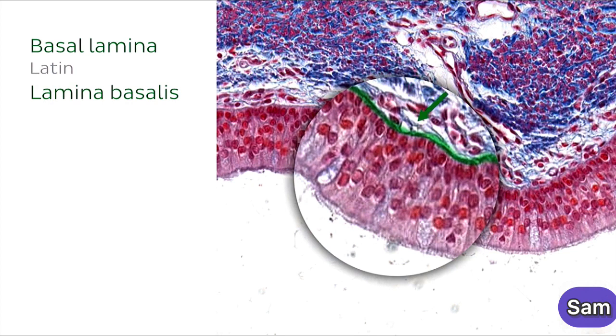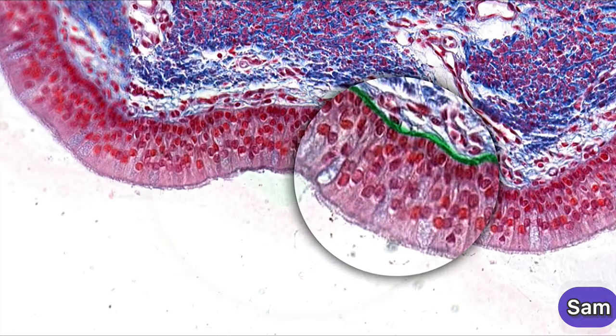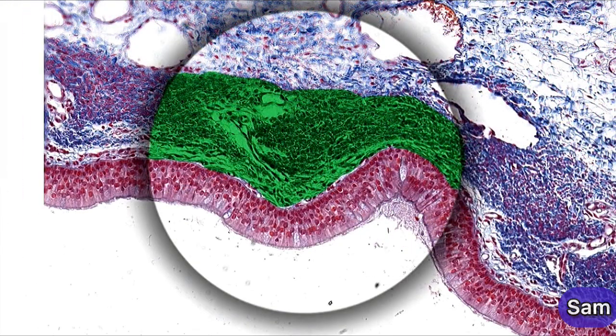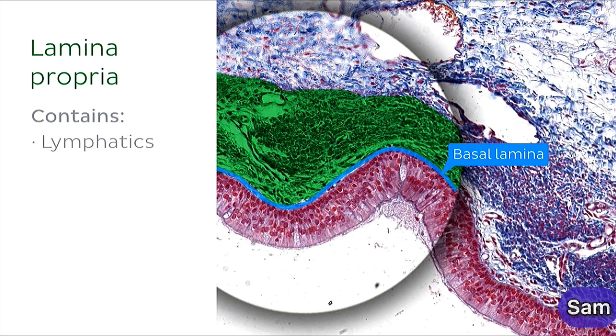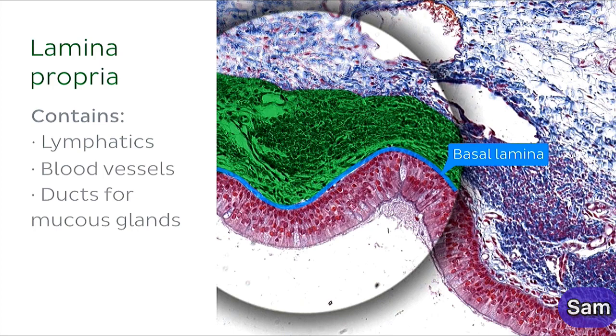The basal cells overlie the lamina propria and submucosa. Let's take a look at those now. The lamina propria, seen here in green, is a sheet of loose connective tissue directly deep to the basal lamina. It's rich in lymphatic tissue and blood vessels and contains the ducts from small submucosal glands that lubricate the respiratory mucosa.